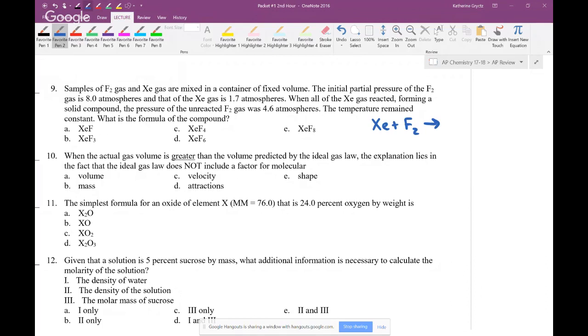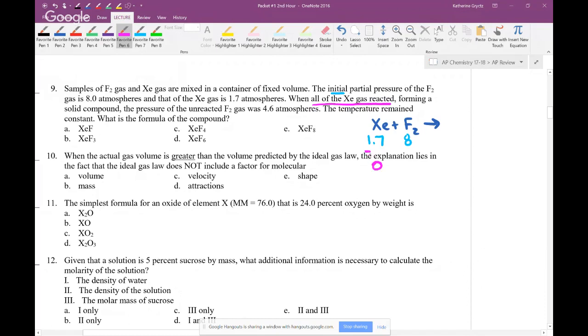Okay, so they're telling you that xenon and fluorine are going to be mixed, and you're going to make something that's a mixture of them, but you don't know what the product is, so you're not going to be able to balance it. But they did give you initials. I would set it up like an ICE diagram. They said initial of F2 is 8, and initial of xenon is 1.7. And then it says all of the xenon gas reacted, so xenon has to go down to 0.